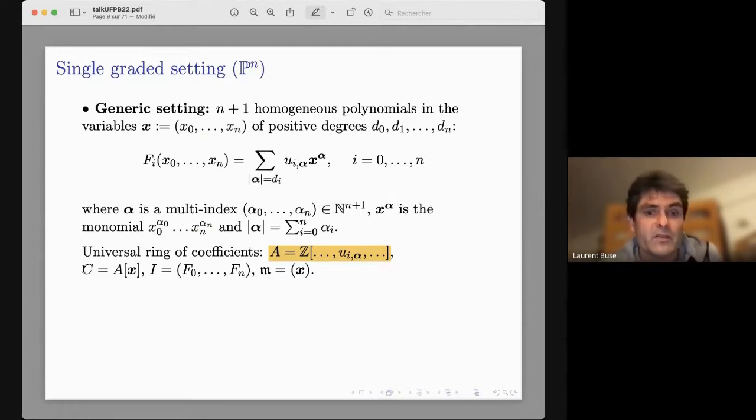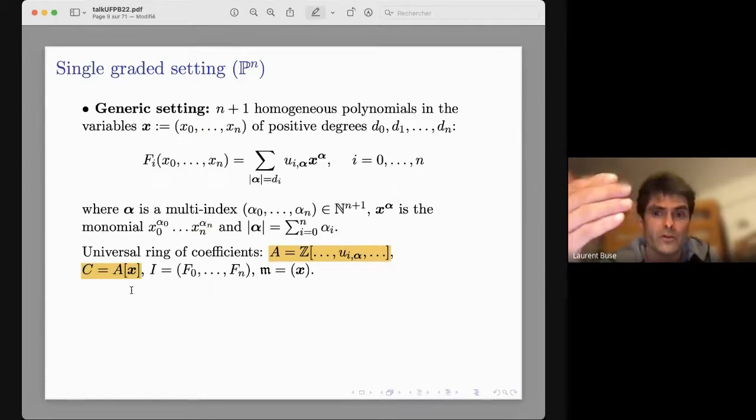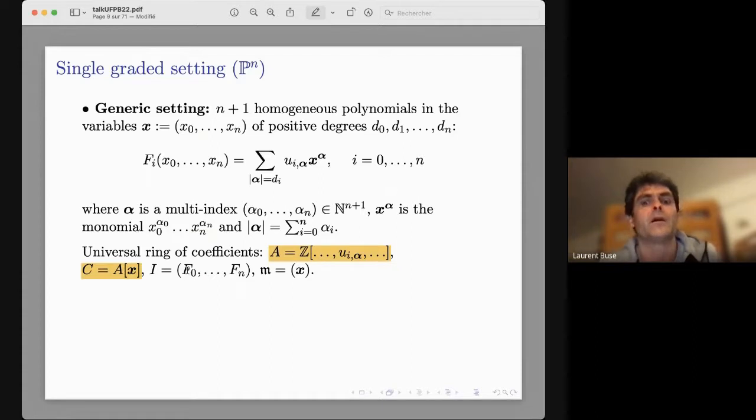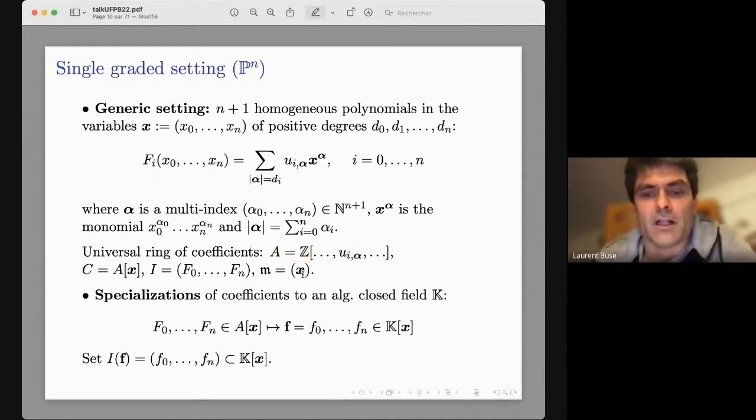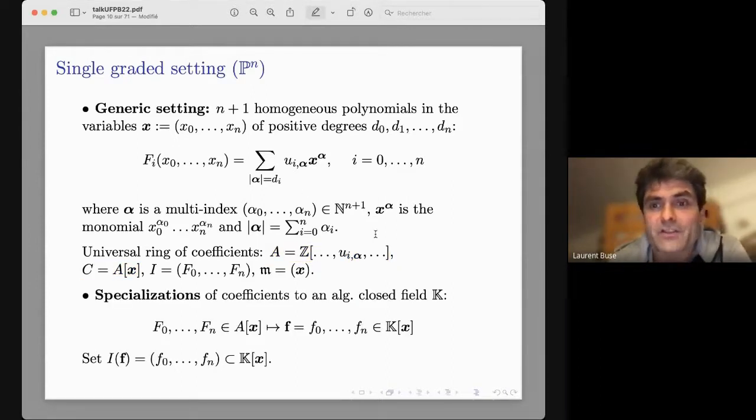Then we define by C the polynomial ring where you have all the coefficients and all the variables. And then I denote by I the ideal defined by the equations f0, ..., fn, and by M the maximal ideal, the irrelevant ideal of Pn, that is the ideal generated by all the variables. Okay. So what I have just described is the generic case. And then we can consider specialization. That is, we can give values to the coefficients ui alpha that you see here. So you can give values in an algebraically closed field that I call K.